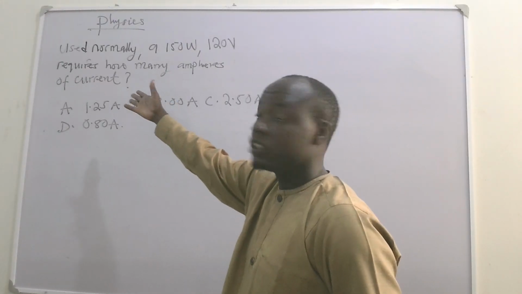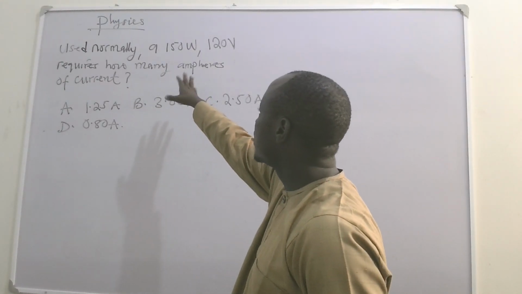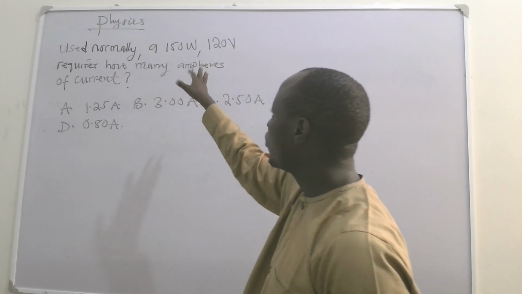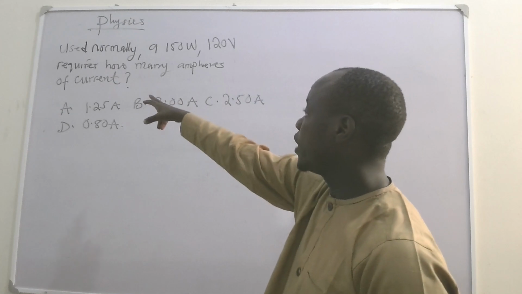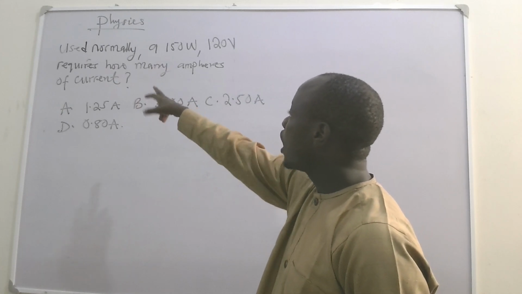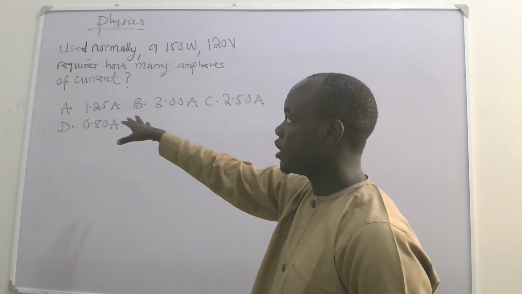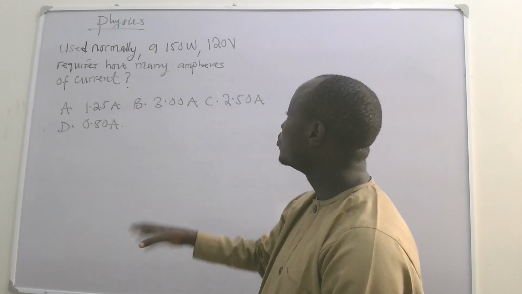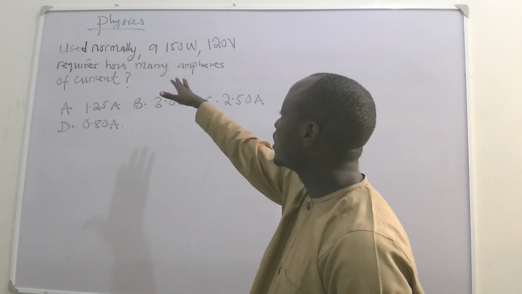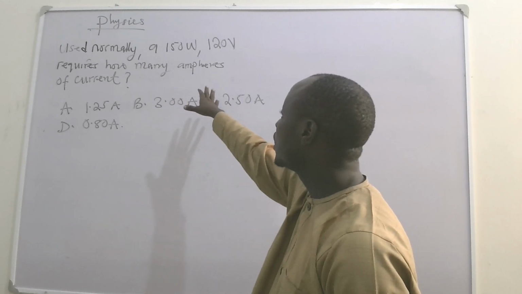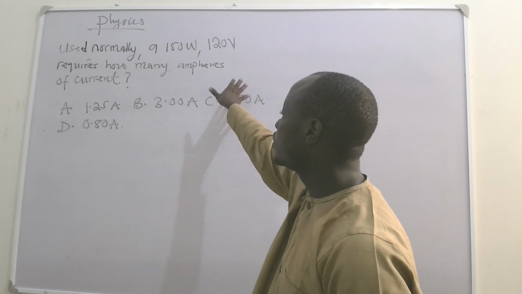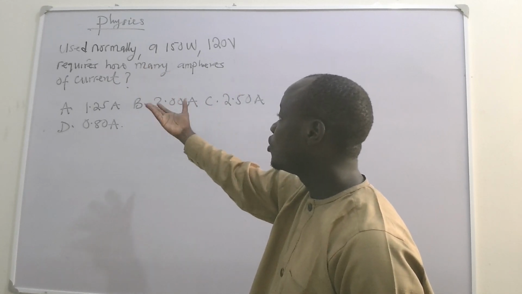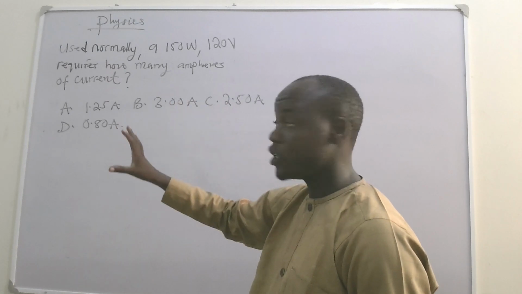So this is another question. A device rated 150 watts, 120 volts requires how many amperes of current? I think this question is addressing a circuit that has 150 watts, 120 volts. So how many amperes? That is, how much current does it require to run the circuit?